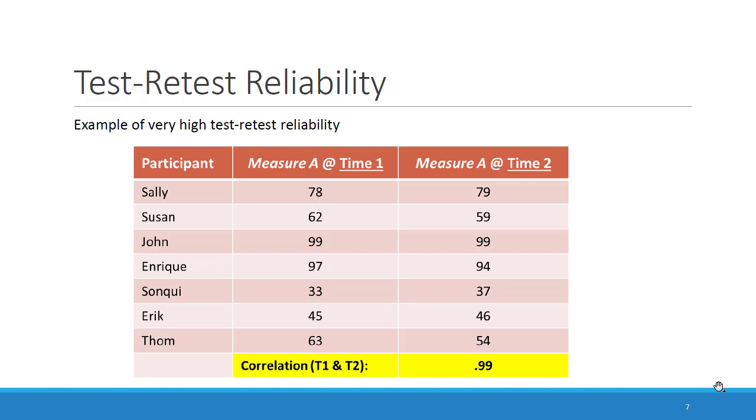So if you scan the rest of these, you can see that pretty much people are consistent over time in the scores that they're providing for measure A at the different time points. In fact, if we were to calculate a correlation between everyone's scores at time 1 and everyone's scores at time 2, we would find that that correlation is 0.99. That correlation of 0.99 is very close to 1, which means that it is very strong. So in this example, again, you have very high test-retest reliability.